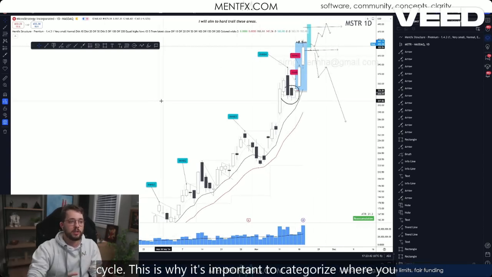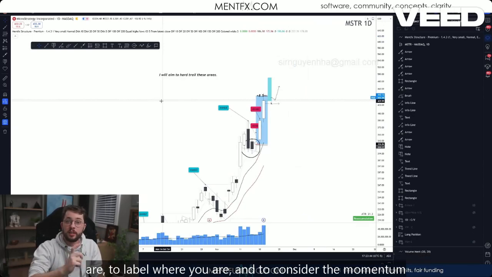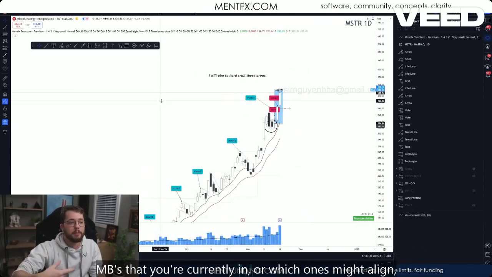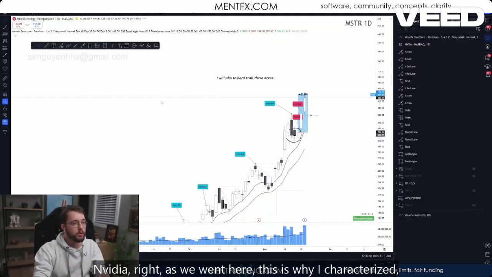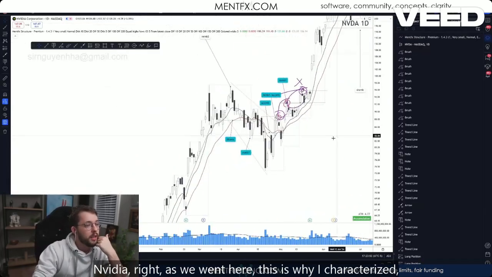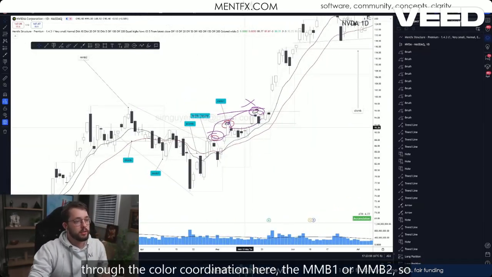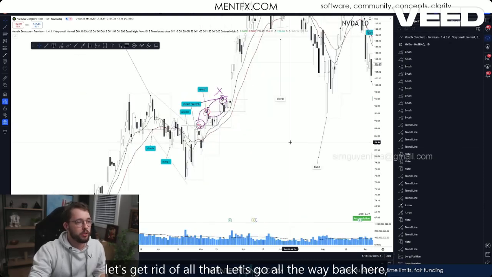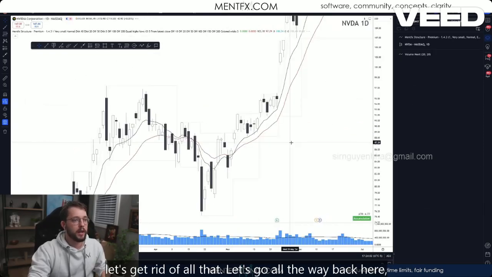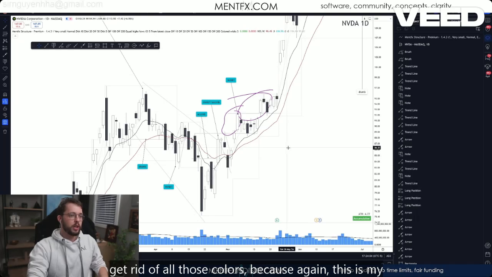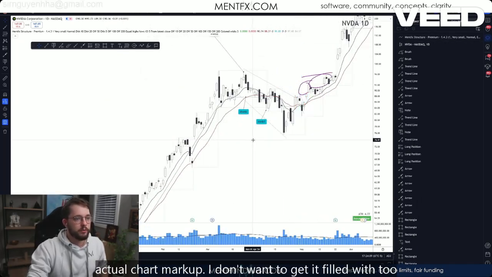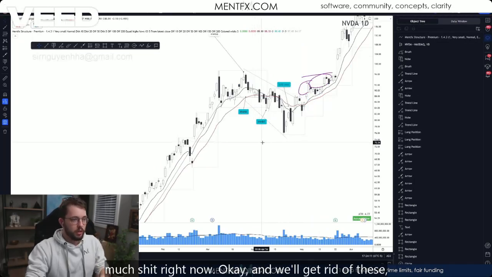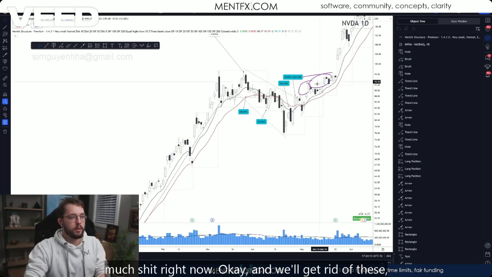This is why it's important to categorize where you are, to label where you are, and to consider the momentum MBs that you're currently in or which ones might align. That's what's happening there. So if I go back to NVIDIA, this is why I characterized, through the color coordination here, the MMB1 or MMB2. So let's get rid of all that. Let's go all the way back here. Get rid of all those colors, because again, this is my actual chart markup. I don't want to fill it with too much stuff right now. Okay, and we'll get rid of these.